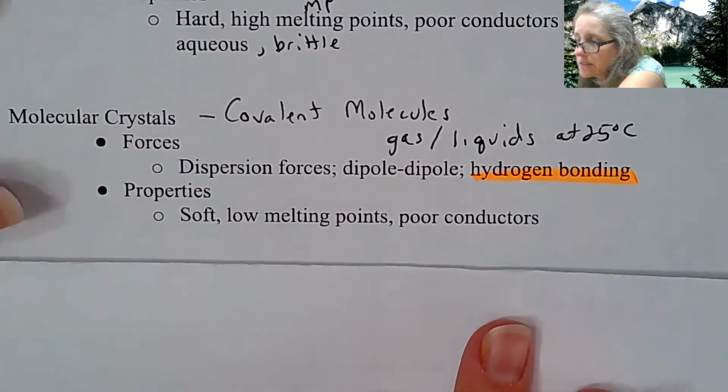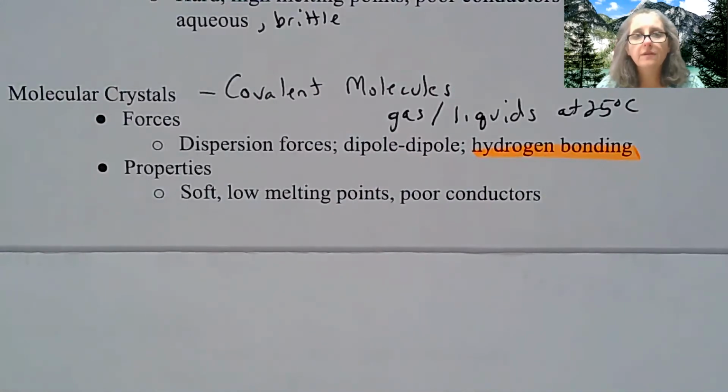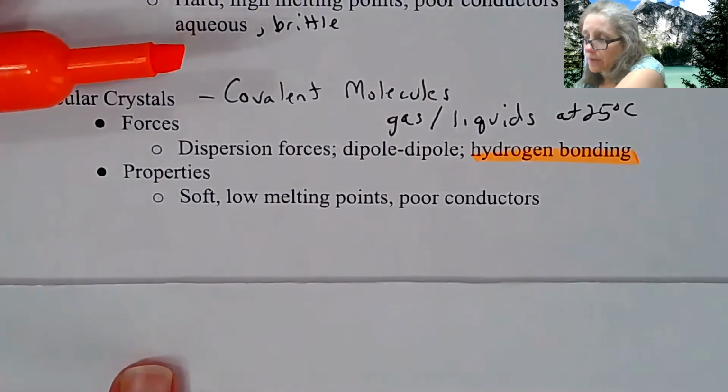So these molecular crystals are generally going to be soft. They're going to have what we call low melting points, and they're going to be poor conductors. That's because you just don't have a flow of electrons with these crystals as you do with other things. So those are molecular crystals.